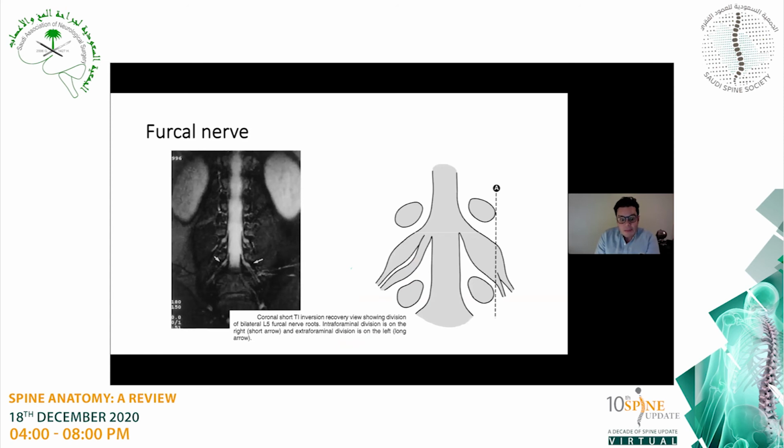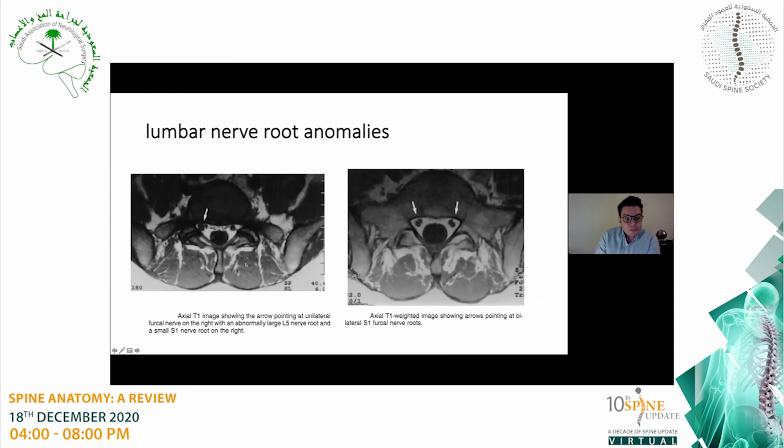The furcal nerve can be identified by careful examination of the sagittal and coronal MRI. As we see in this image, we can identify a double nerve, each one with its own dural sleeve, and here one dural sleeve, as we see. This is the furcal nerve. As we see in the axial T1 image, the arrow is pointing to the furcal nerve on the right with an anomalous large L5 nerve root and smaller S1 nerve root. And this axial T1 image shows arrows pointing to bilateral S1 furcal nerves.